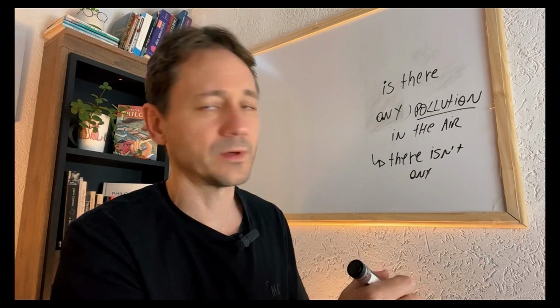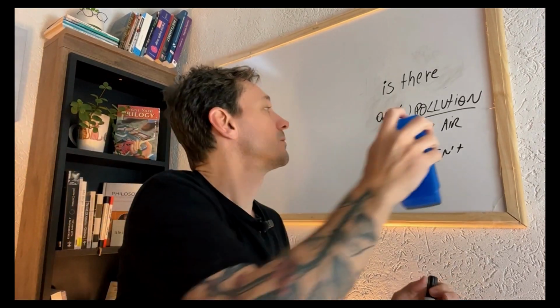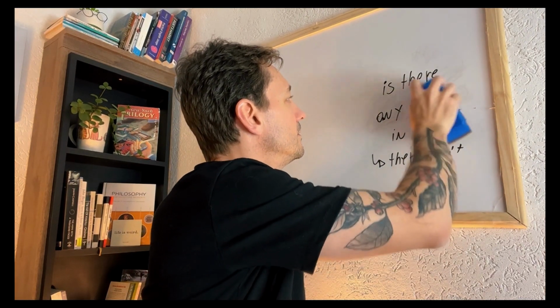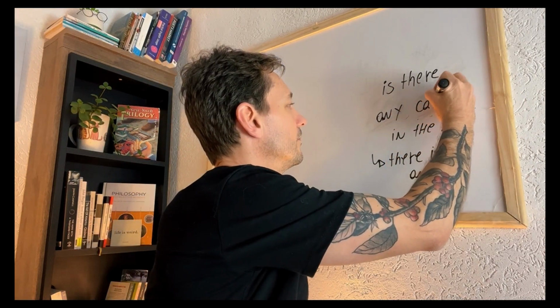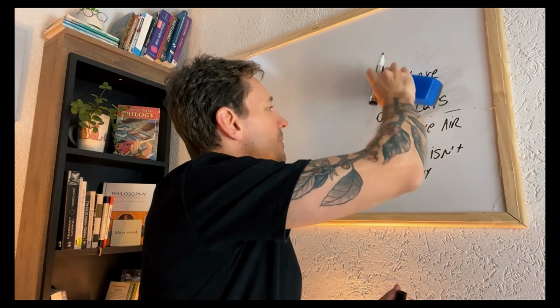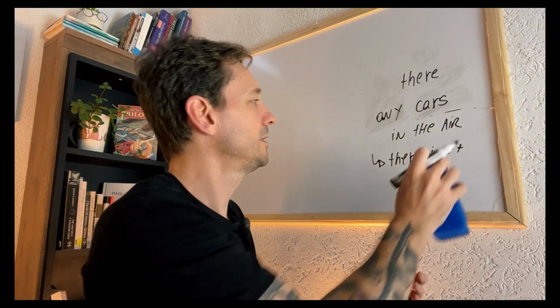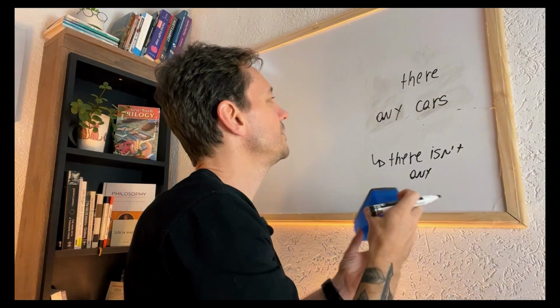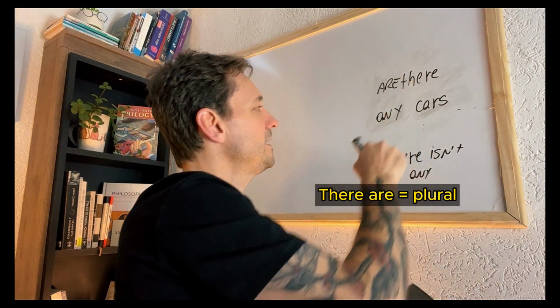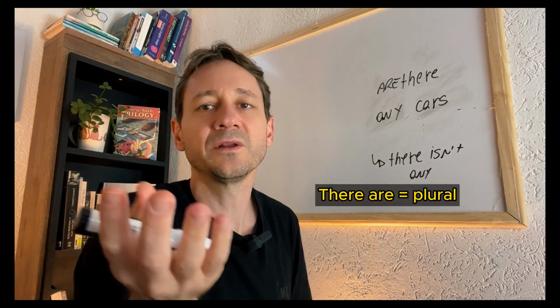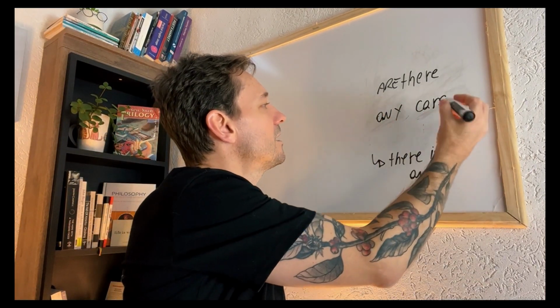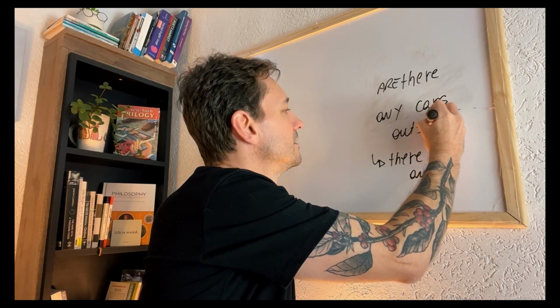It works the same way for are. If I use a plural sentence here, a plural noun, let me just change this. I'm going to put cars. And now because I have cars, which is a plural noun, I have to use are. Any and some, same rule. Plural, singular, same thing. Are there any cars outside? Yes, there are some cars. No, there aren't any. Does that make sense?